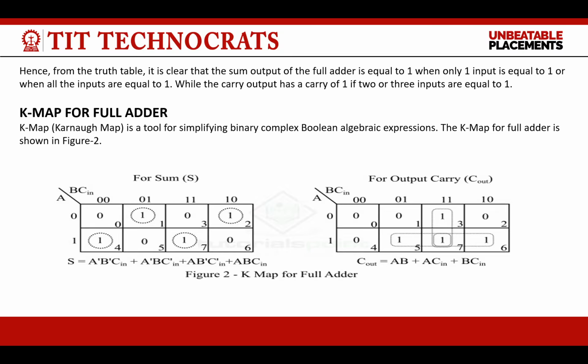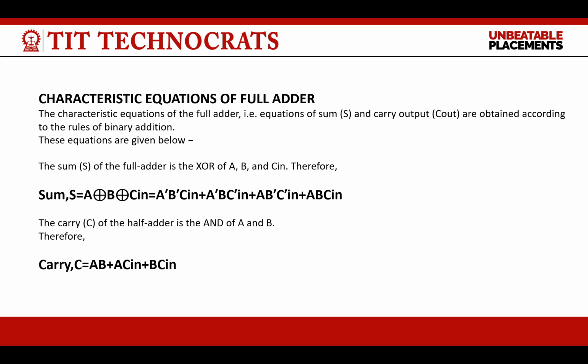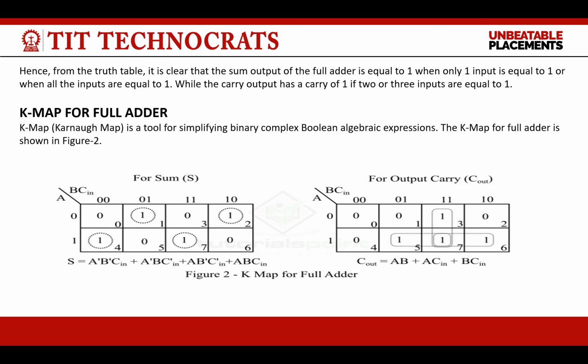Hence, from the truth table, it is clear that the sum output of the full adder is equal to 1 when only one input is equal to 1, or when all the inputs are equal to 1, while the carry output has a carry of 1 if 2 or 3 inputs are equal to 1.